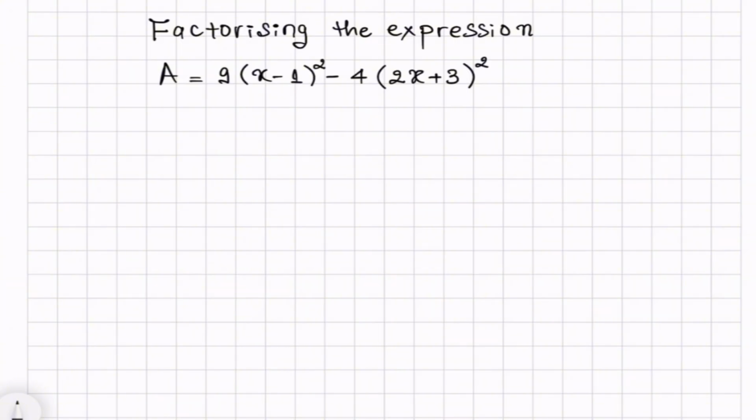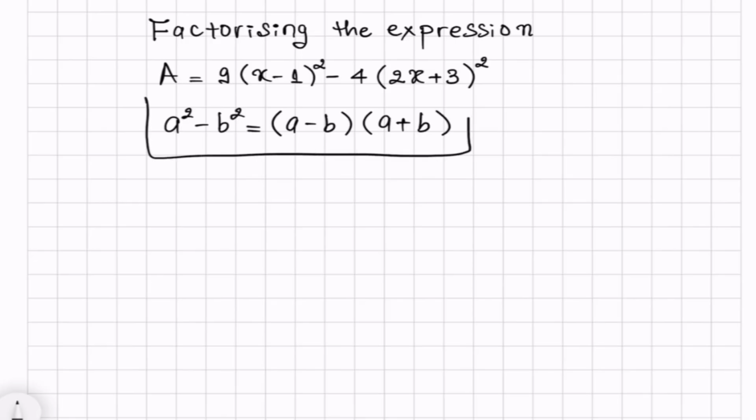What we have to do is remember the formula a squared minus b squared equals (a minus b) times (a plus b). So this formula we are going to use in this question.